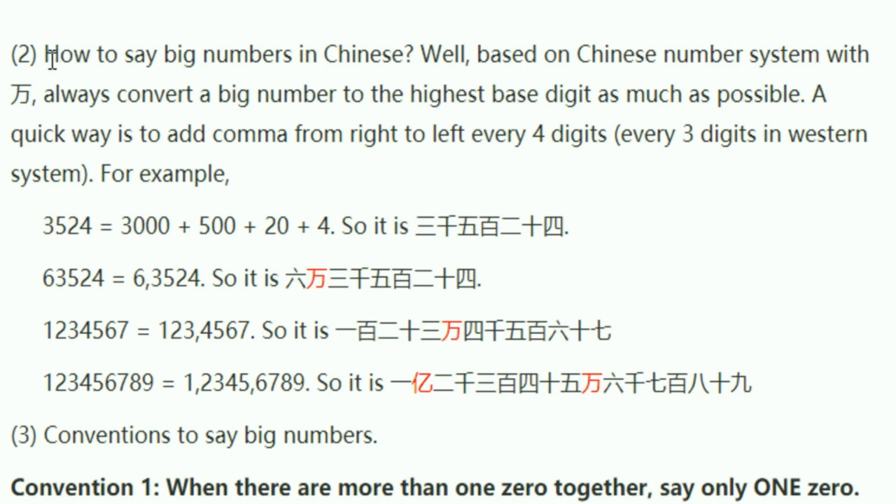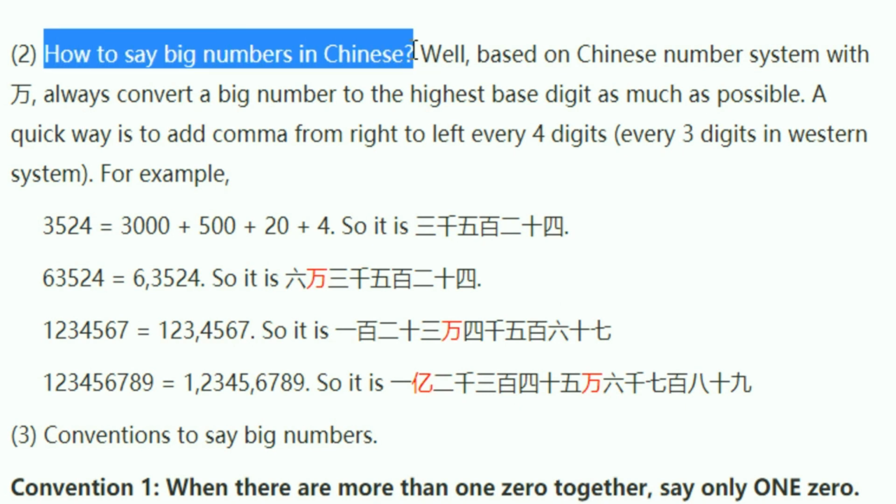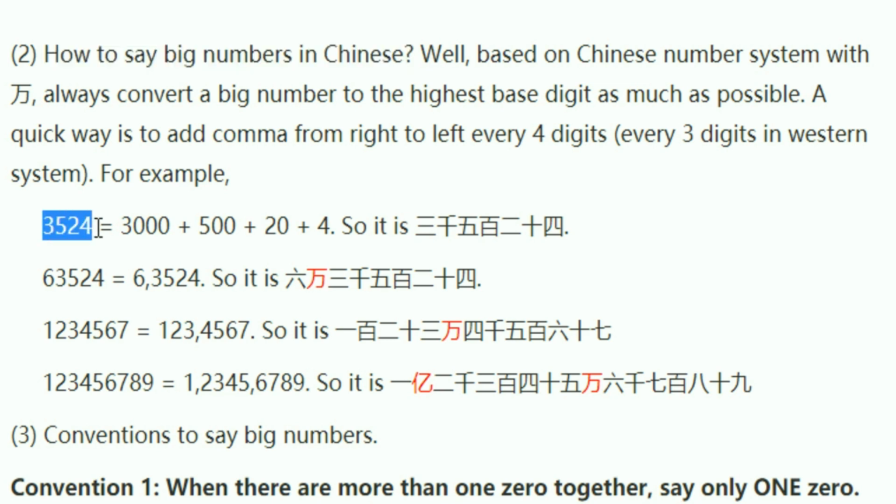So second topic, how to say big numbers in Chinese? Well, based on the Chinese number system, you have to convert a big number as much as possible to the highest base digit. Basically, you have to count first as 亿, then 万, then 千, 百, 十. So if we have this number 3524, then the highest is 千. So this is as in Western style.